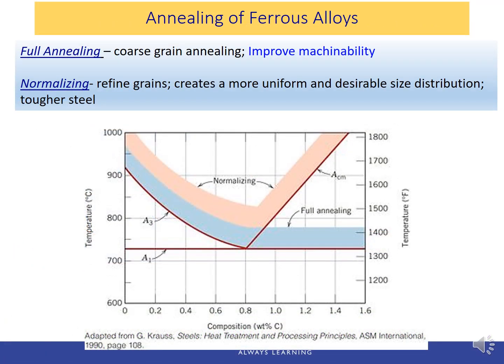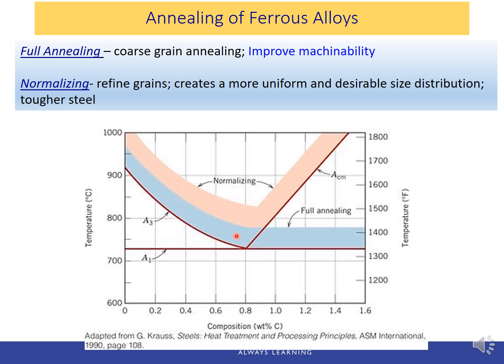The other two forms of annealing for ferrous alloys are full annealing and normalizing. Of course, there are other types of annealing for steels and other alloys as well, but we will only focus on those two, full annealing and normalizing. From this temperature composition or phase diagram, we can see the normalizing is at this temperature region, colored in pink, and then full annealing happens at the temperature zone colored in blue.